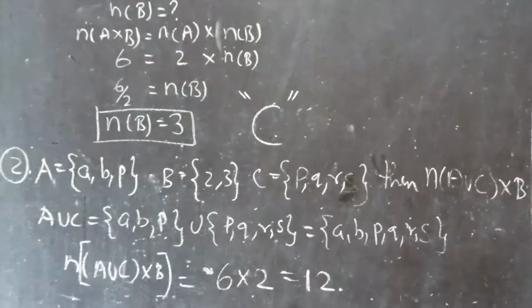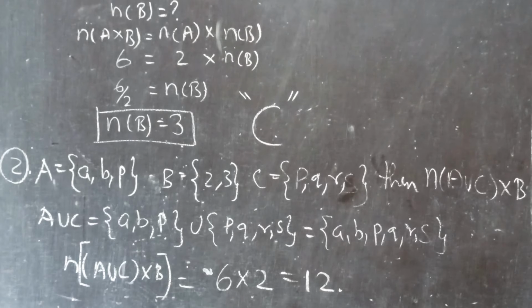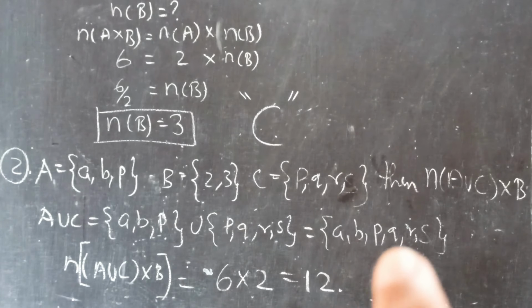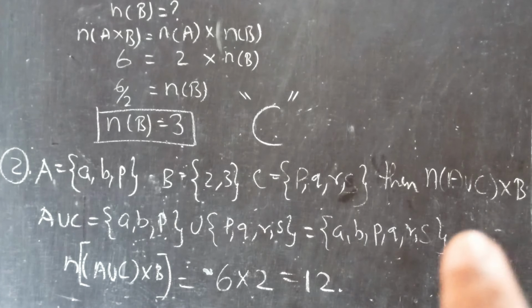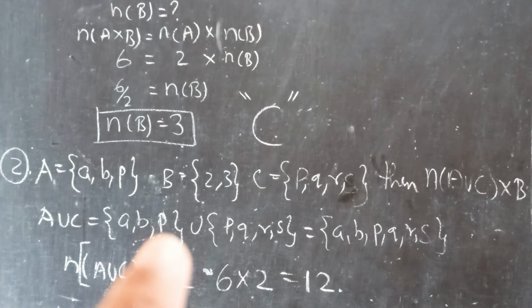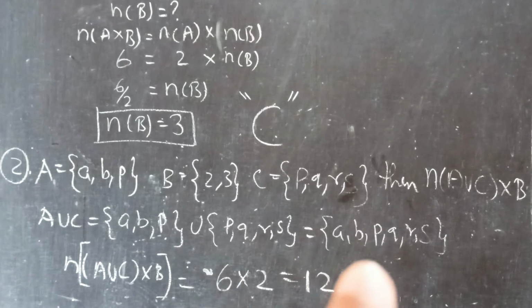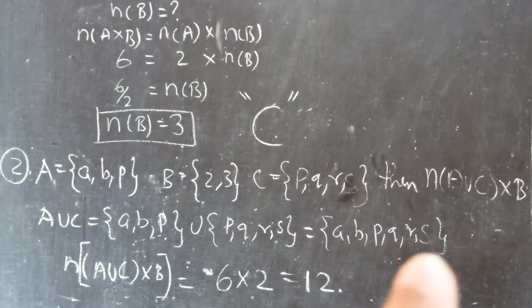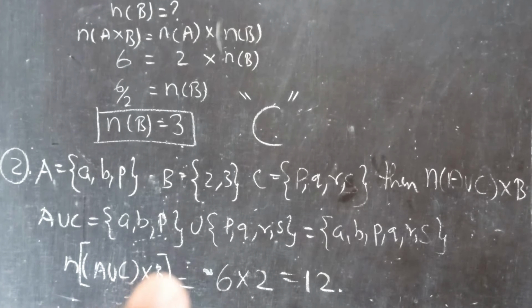Now question number 2. In question number 2, we are given A is equal to {a, b, p} and B is equal to {2, 3}, C is equal to {p, q, r, s}, then n of (A union C) cross B. So first we find A union C is equal to {a, b, p} union {p, q, r, s}. So {a, b, p, q, r, s}. So n of (A union C) cross B is equal to 6 into 2, which becomes 12.